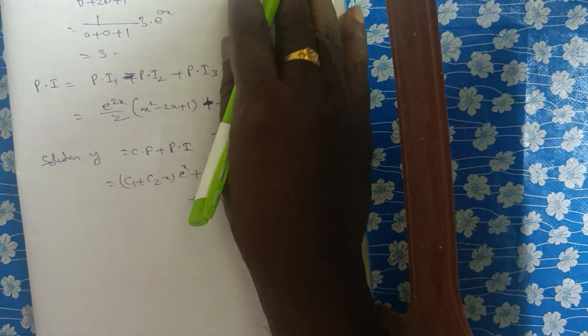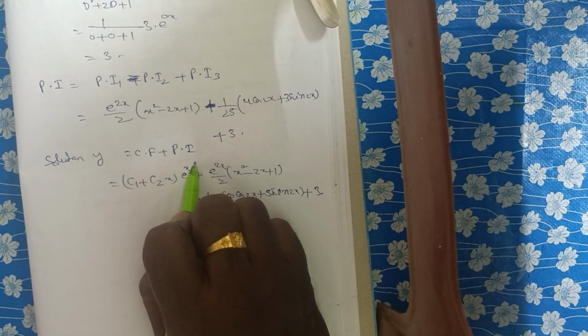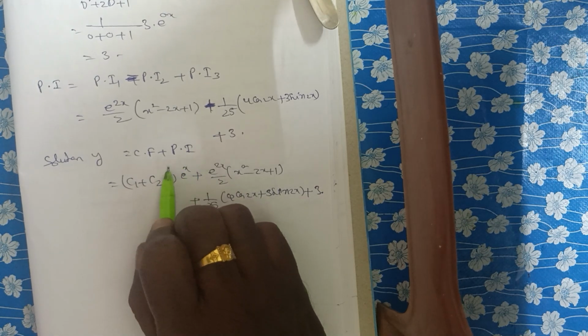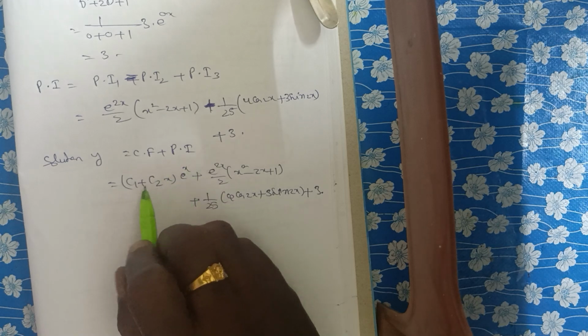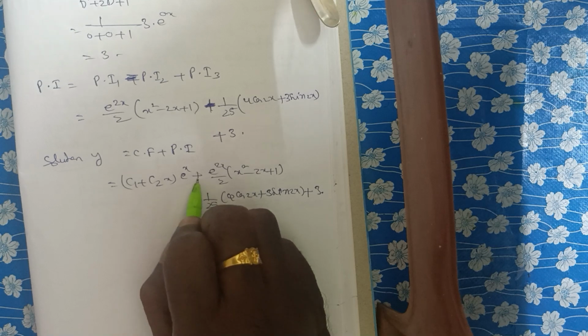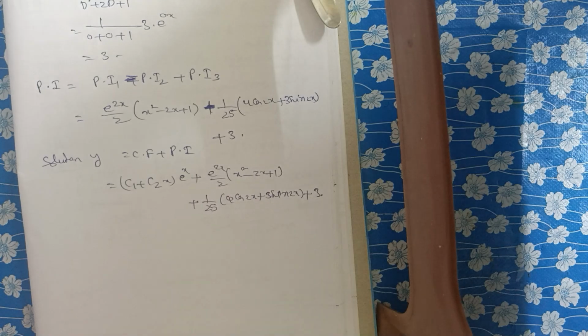Substituting all the values, we can find the general solution: y is equal to complementary function plus particular integral, because it is the solution of a non-homogeneous linear differential equation. So the complementary function is (c1 plus c2 x) e power x, plus PI1 plus PI2 plus PI3.